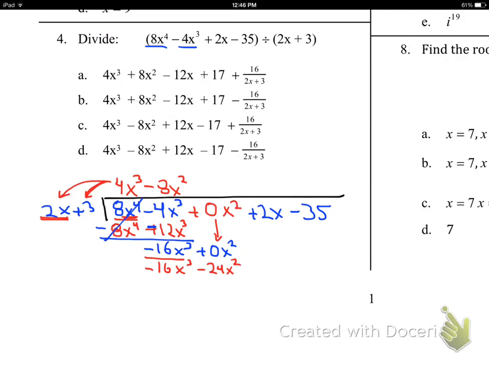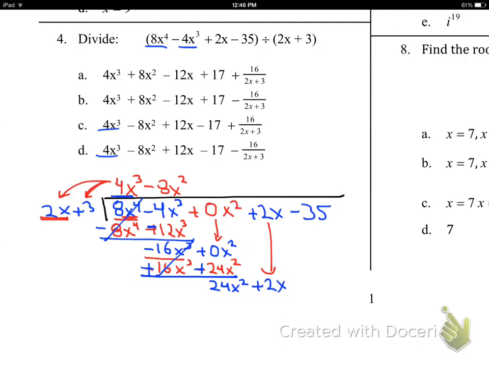And now we change your signs. That's a negative becomes a positive. That's a negative becomes a positive. Remember that you need to change the sign for both of them. This should always cancel out. And now we have 24x squared. Bring down your next term, which is your positive 2x.